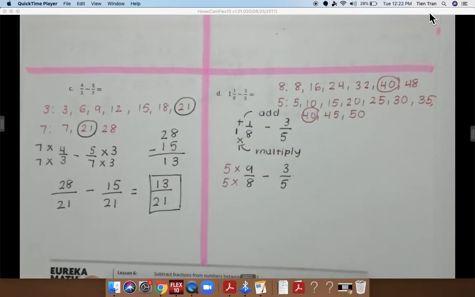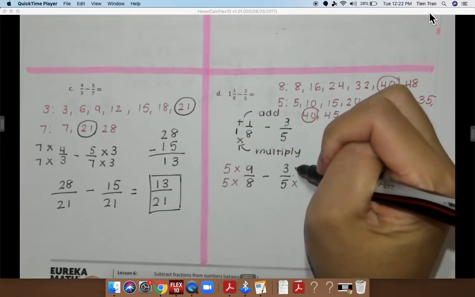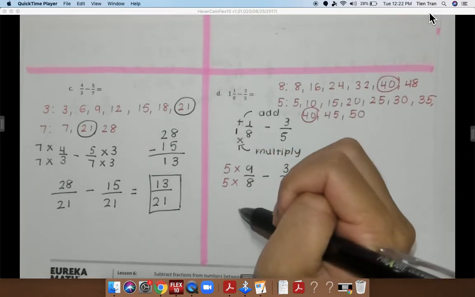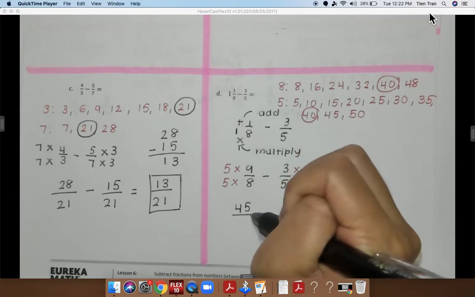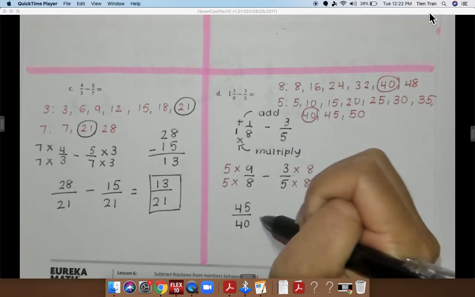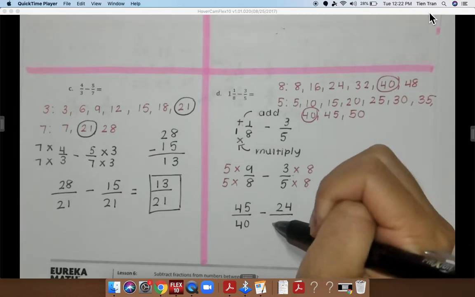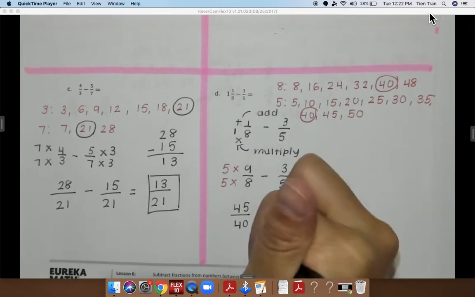What I do to the bottom, I must do to the top. And 5 times 8 is equal to 40. What I do to the bottom, I must do to the top. And now I'm going to solve. 5 times 9 is equal to 45. 5 times 8 is equal to 40. 3 times 8 is equal to 24. And 5 times 8 again is equal to 40.